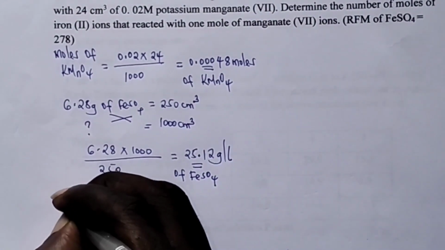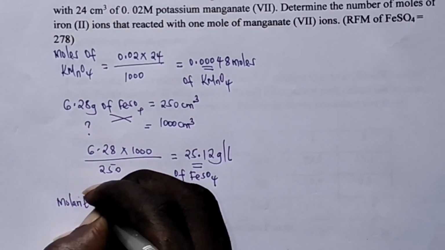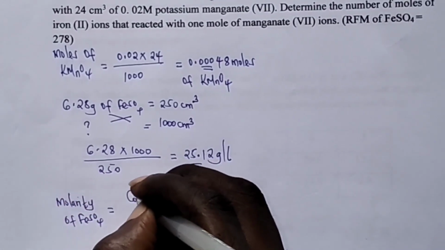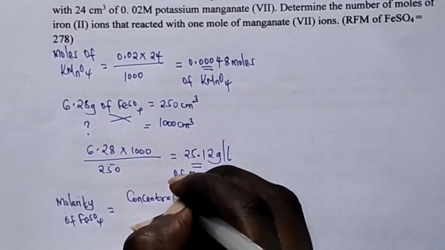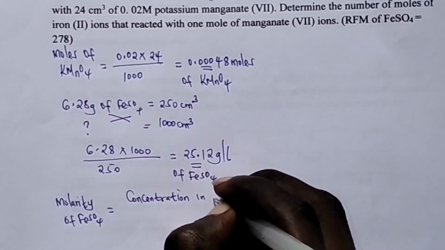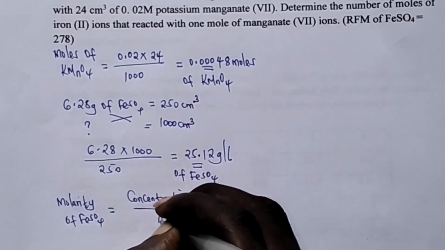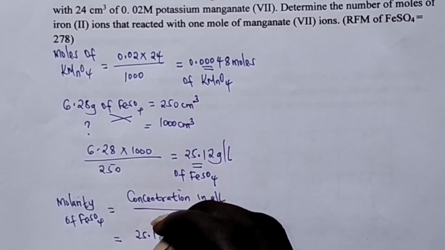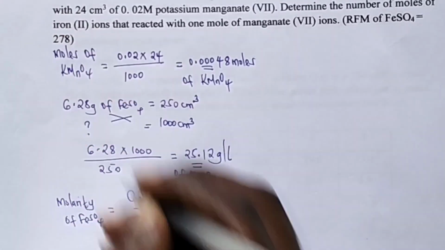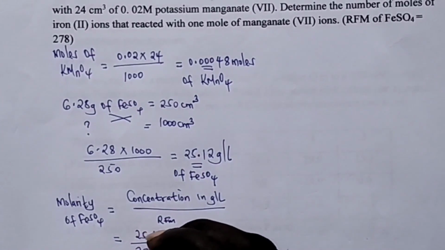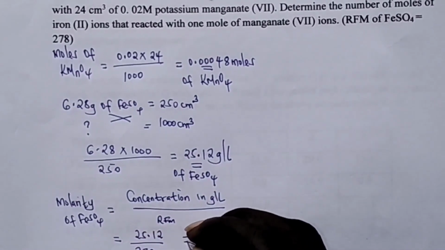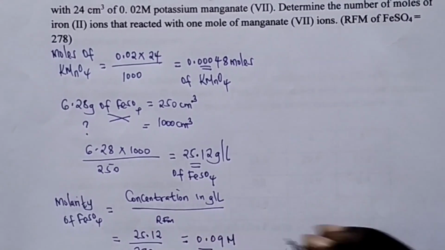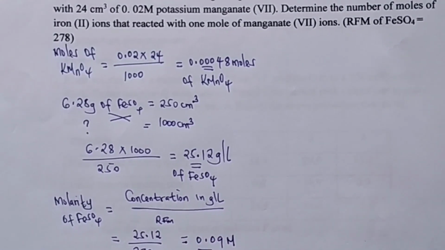So we can say molarity of iron 2 sulfate. Molarity is given by concentration of iron 2 sulfate in grams per liter over the RFM of iron 2 sulfate. So here the concentration we have is 25.12 grams per liter divided by the RFM, which we have 278. So here we are going to get 0.09 mole per liter of iron 2 sulfate. That will be the molarity of iron 2 sulfate.